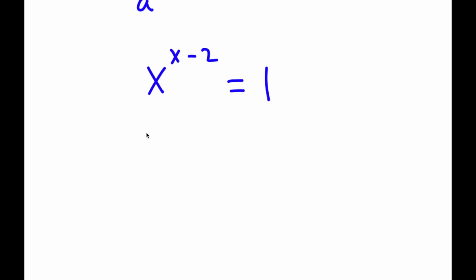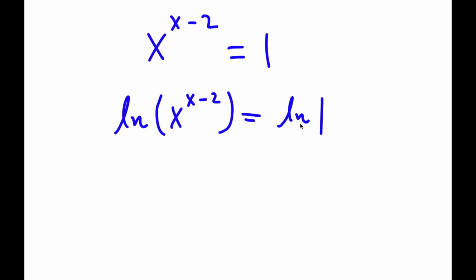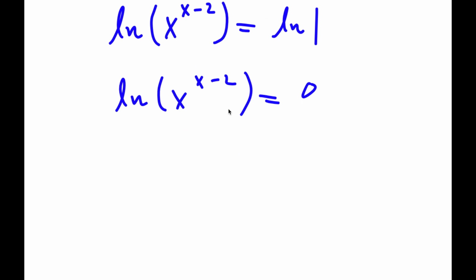Now, if I take the natural log, or ln, on both sides, I have ln x to the power of x minus 2 is equal to ln 1. And if you already know ln 1, that's equal to 0. So now I have ln x to the power of x minus 2 is equal to 0.